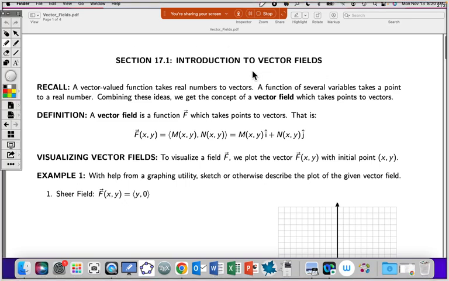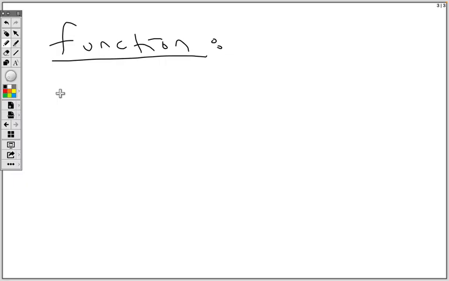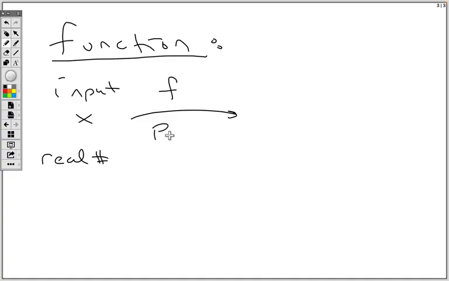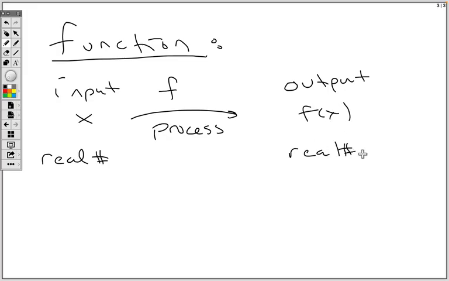Vector fields. So we have the concept of function. Going back to algebra, you had an input, typically called x, which is a real number. And you had some process that you called f that would give you an output, f of x, which was a real number.